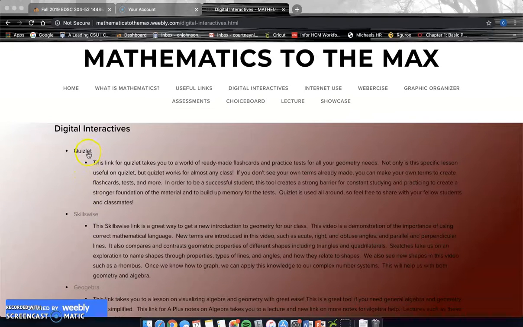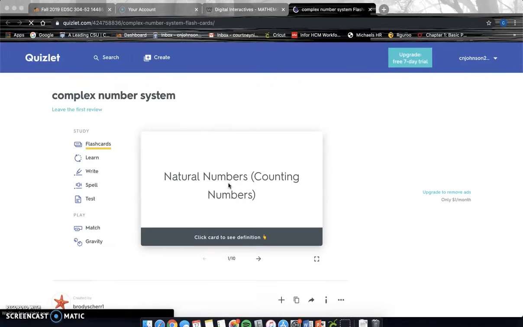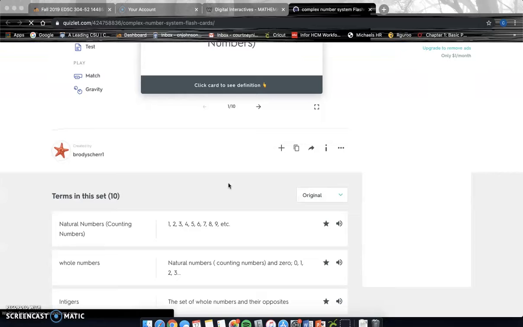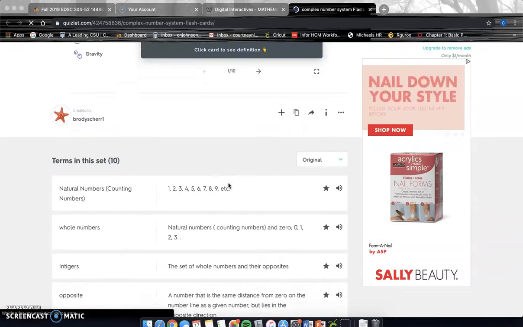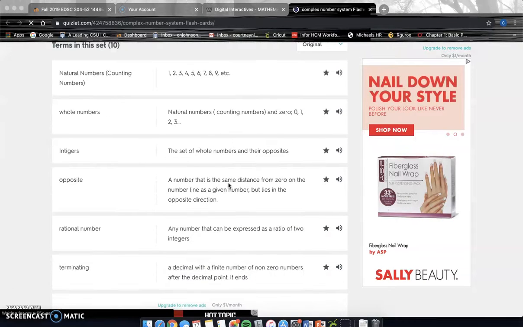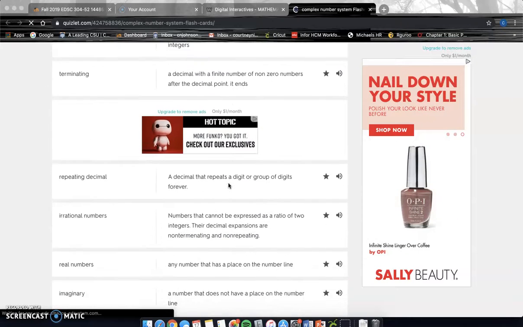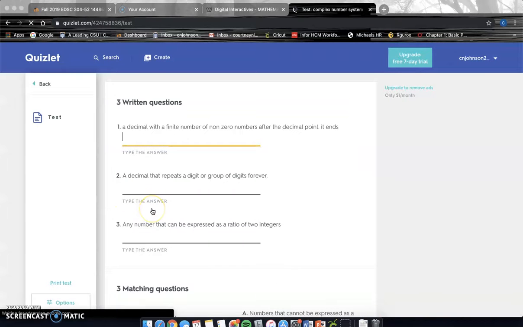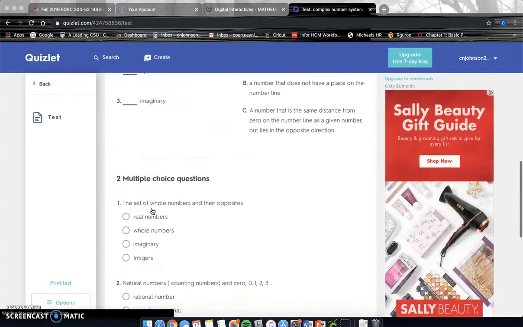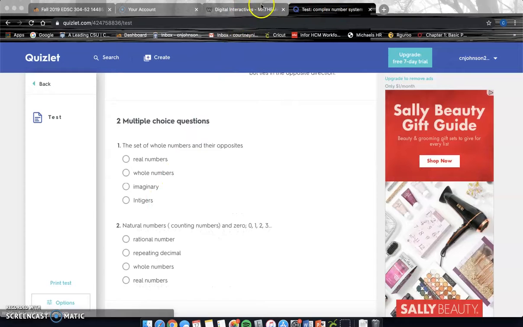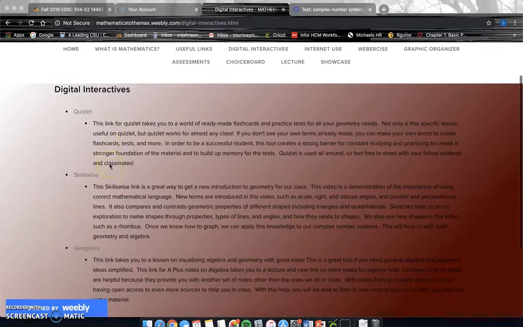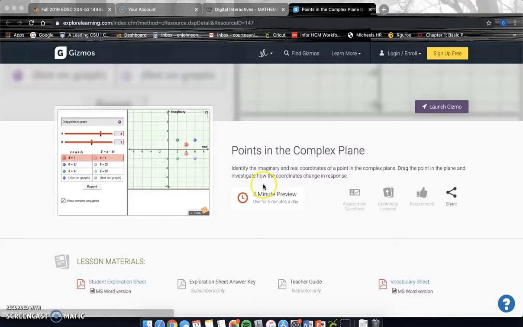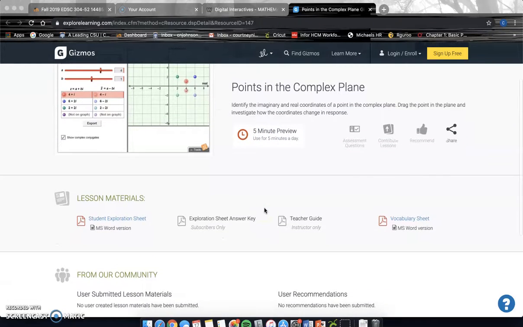If you click these links, it actually takes you to the website of the lessons on complex number systems. So for example, on Quizlet, we have all of these terms in this set. It shows us what each one is and what terms they would need to know for class, and you can even test yourself. So it's a good way to practice and get to know your terms. Even though it's a math class, you're going to need to know these. As for GeoGebra or Gizmos, Gizmos will take you to a tutorial on practicing graphing points in the complex plane.